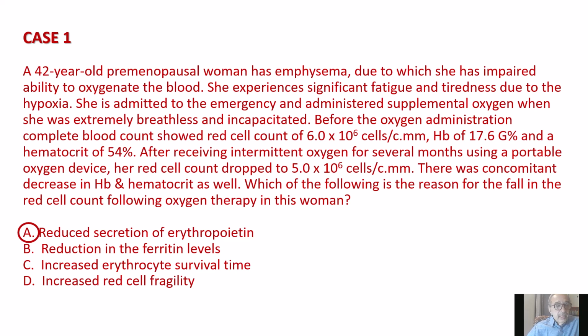The other options are not correct. Reduction in ferritin level, there is no indication of ferritin here, and deficiency is not here. Increased erythrocyte survival time is not a correct option. Oxygen therapy does not influence the erythrocyte survival. Increased red cell fragility is also not correct because oxygen does not cause any change in the fragility of the RBCs. So the correct option is A.